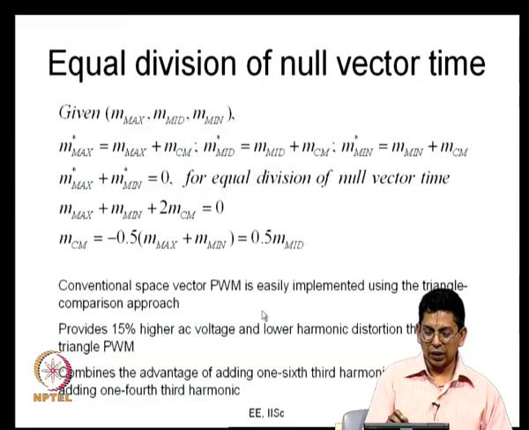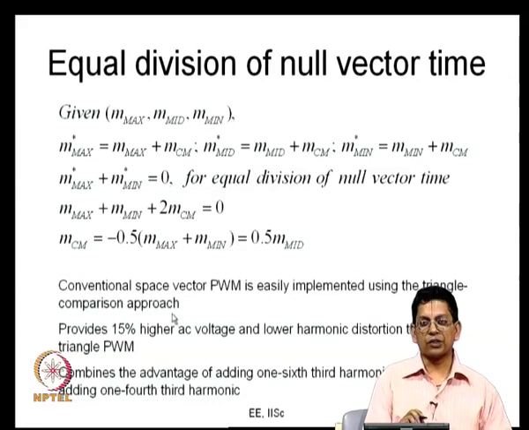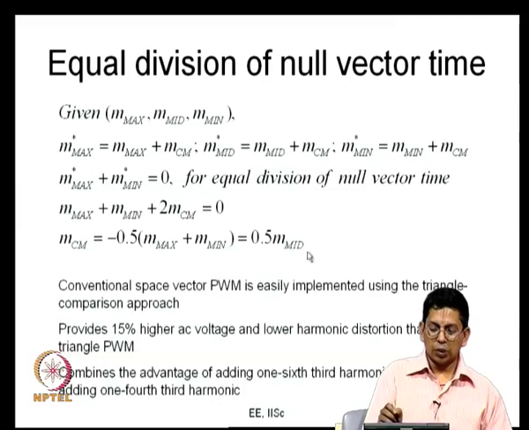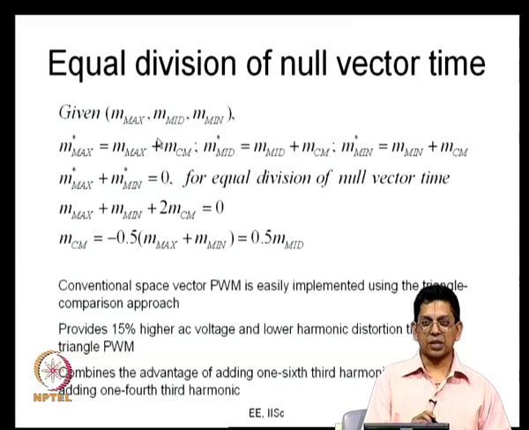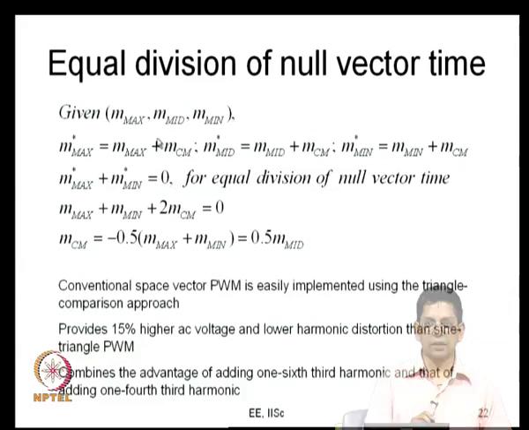Rather than doing all that, you can easily implement it using the triangle comparison approach. How? Just as in sine triangle PWM, you start with 3 phase sinusoidal waves, and you always find out the middle value and take 50% of the middle value and add it, and that will give you the signal. You compare that modified MR star, MY star, MB star with your triangular carrier, and that is your sine triangle PWM. And it provides 15% higher voltage, as I will also show you a little in a while.